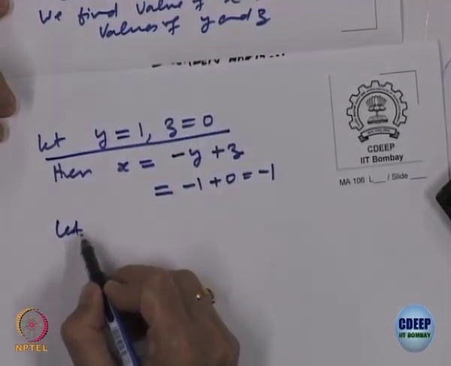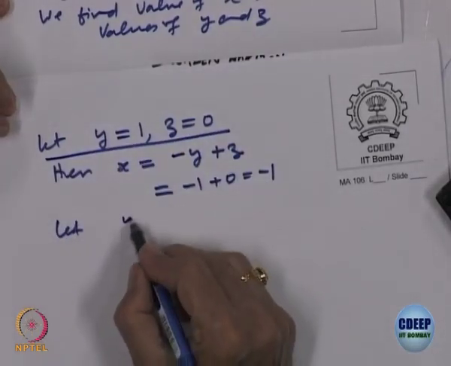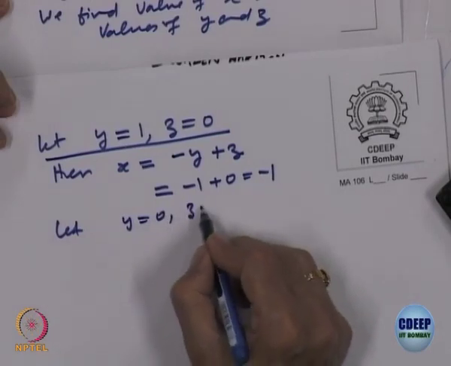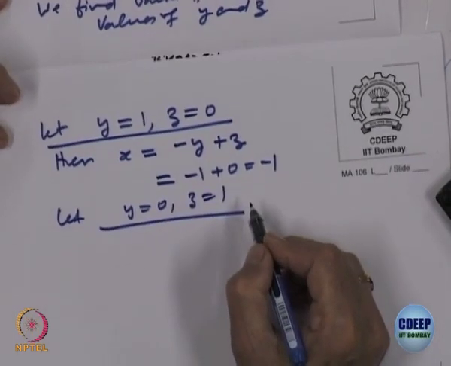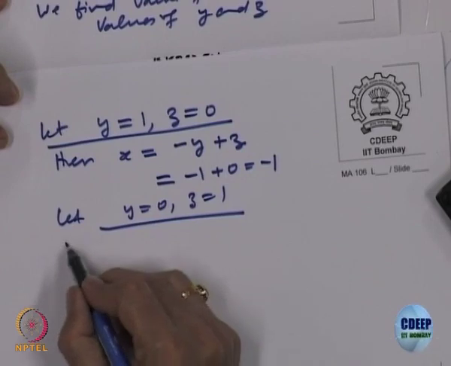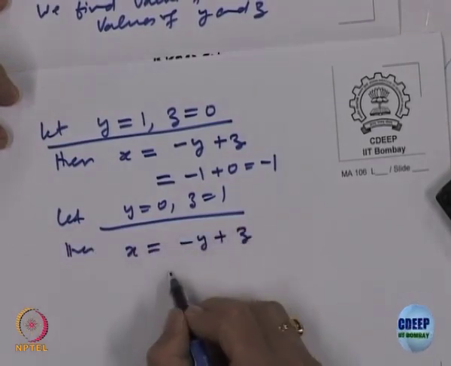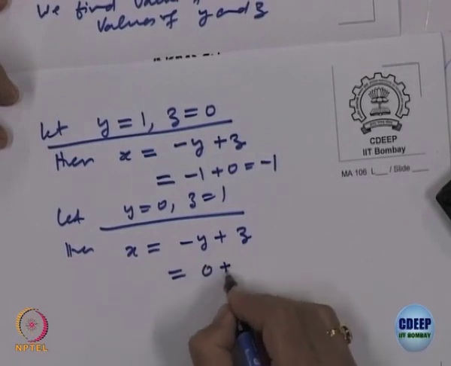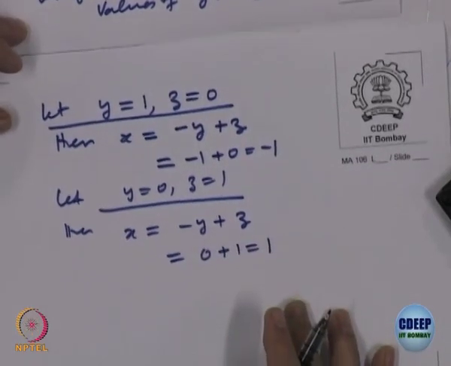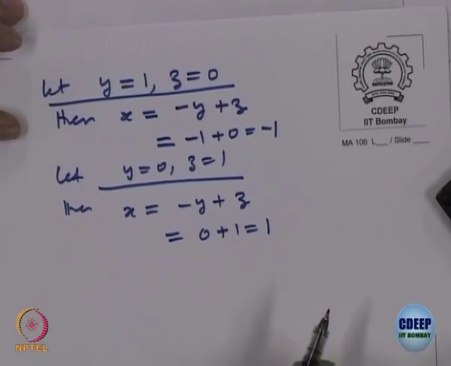So let us take another value. Let us take y equal to 0 and z is equal to 1. Then what is x equal to? So it is minus y plus z. So that is equal to 0 plus 1, that is equal to 1. So I got two solutions.